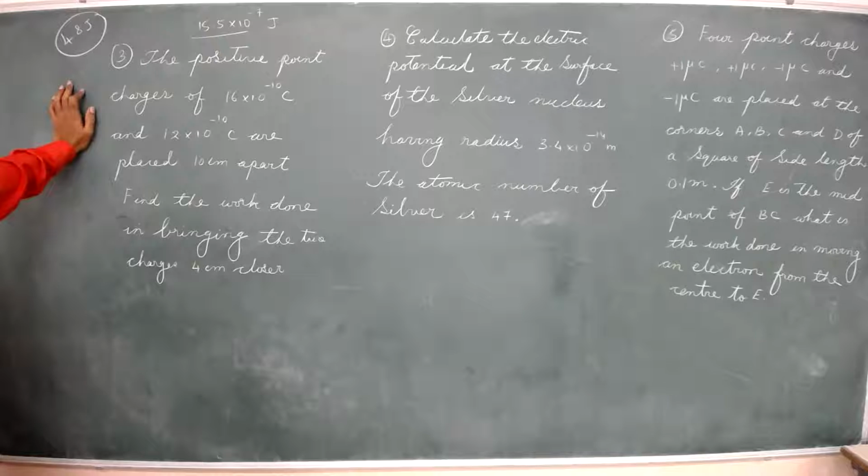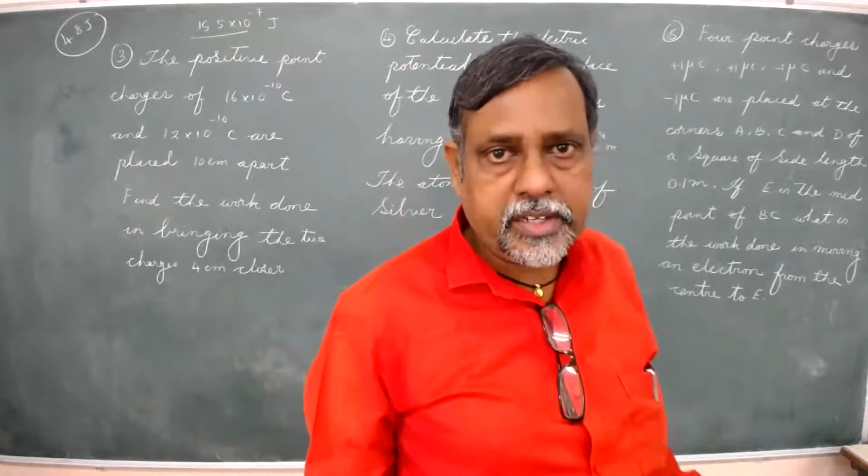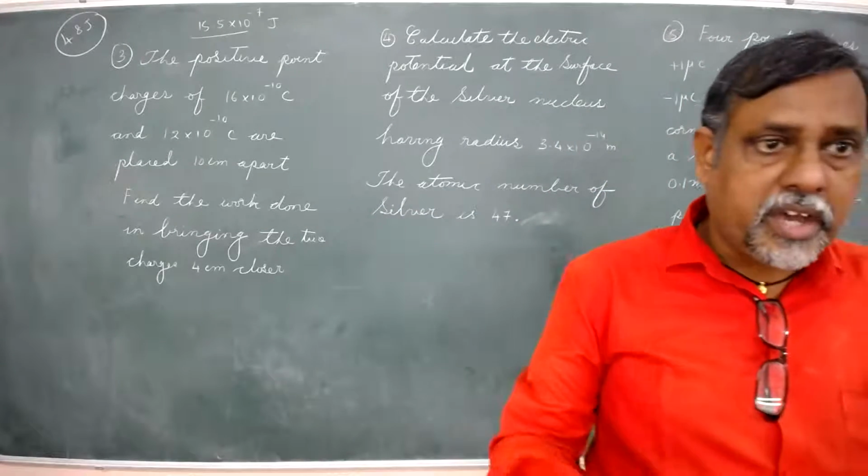Okay. So there are two positive charges, 16 into 10 power minus 10 and 12 into 10 power minus 10, placed at a distance of 10 centimeter. When these two are positive charges, what kind of force will exist? Force of repulsion. Normally, by means of the force of repulsion, the two charges have to move away from each other. Am I correct? But the two charges are not moving. The two charges are held together.